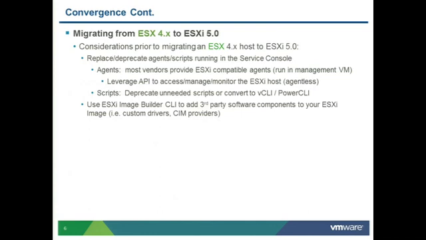Okay, so what are some things I need to watch for? What are some considerations? So obviously the big thing is because the service console goes away, I have to look inside the service console and say, what is running in there? What type of agents do I have? What type of scripts do I have? What type of customizations have I done? And when I go to ESXi 5.0, do I still need those agents? Do I still need those scripts? Do I still need those customizations?